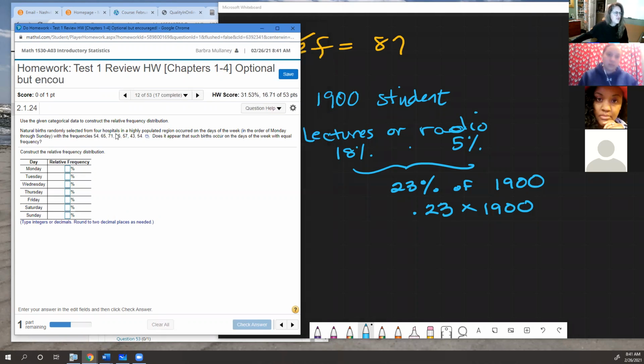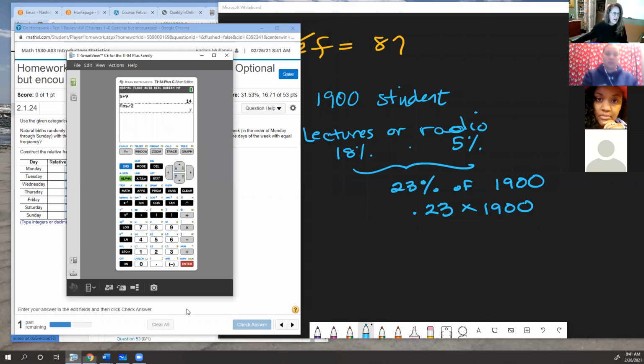All right, now just looking at this data, Monday has a frequency of 54. Tuesday has a frequency of 65. We have 71. These are not equal frequencies, right? So let's go ahead and fill this relative distribution out. This is just totally a calculator activity, right?